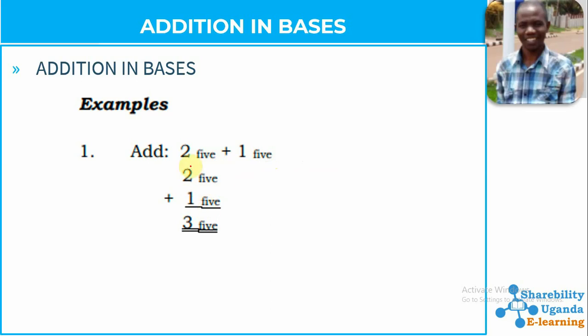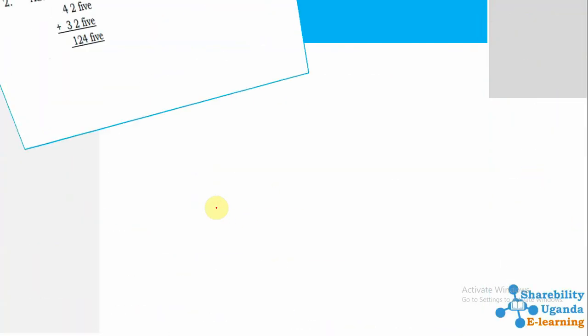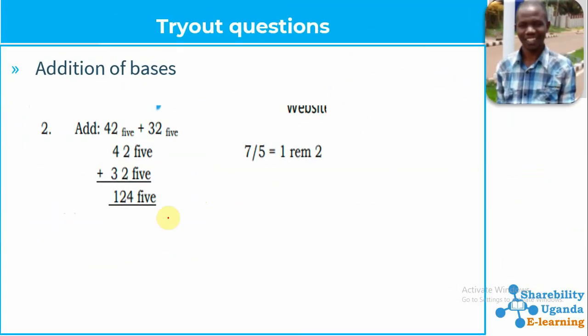Because all of them here are in the same base, we shall just add. We have 1, then 2. That becomes 3. That's how they are able to get our 3 here. We shall also look at some other categories, like here where we add 4 base 5 and 3 base 5. So we are still adding numbers of the same base, so it is quite easy for us to perform the addition.